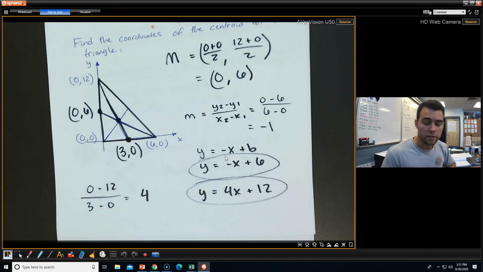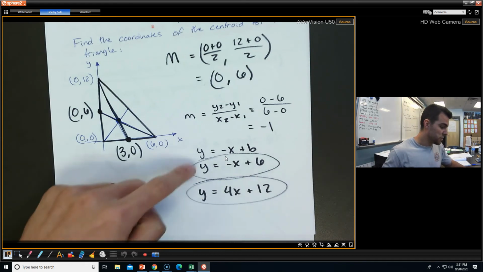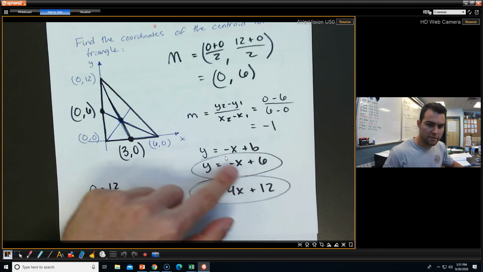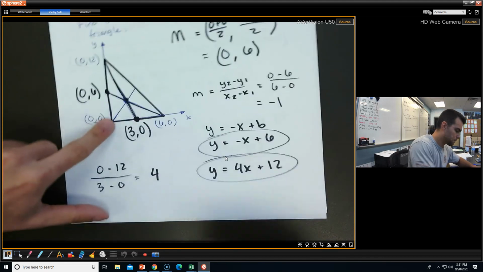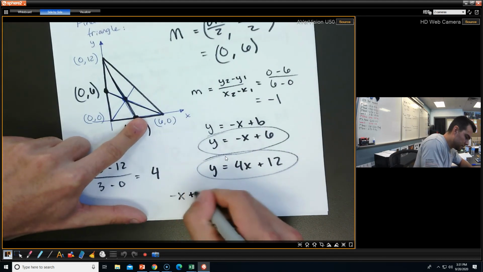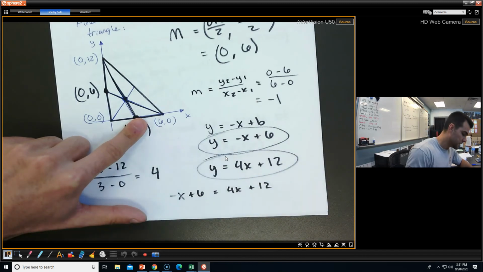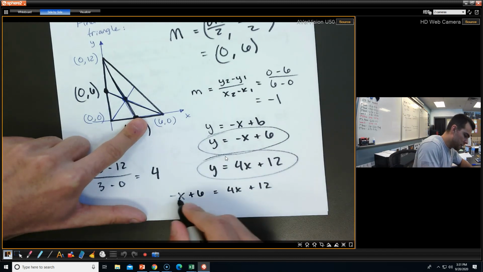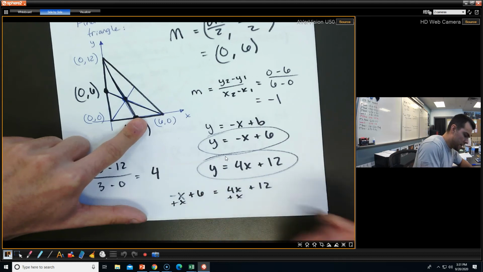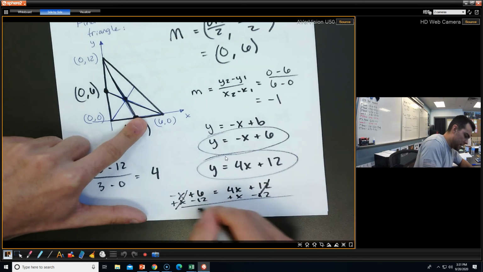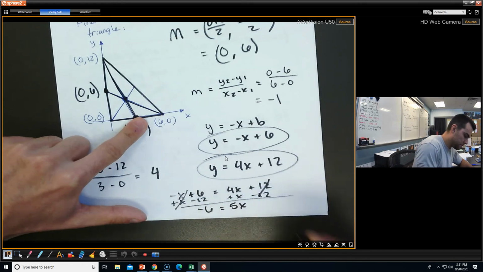So now, from here, you can go ahead, you can do elimination, but I would personally do substitution. I think it'd be easier in this case, right? Because what I could do right now is I have y equals this. I can just plug negative x plus 6 in for my y. Let's do that. Now let's just solve for x. So I move the plus x on both sides. And I'm going to move my 12 over. So I get negative 6 equals 5x.